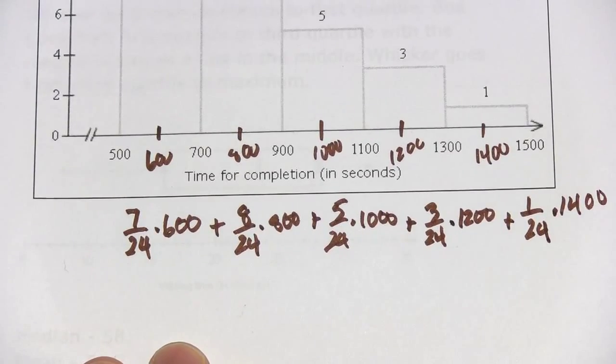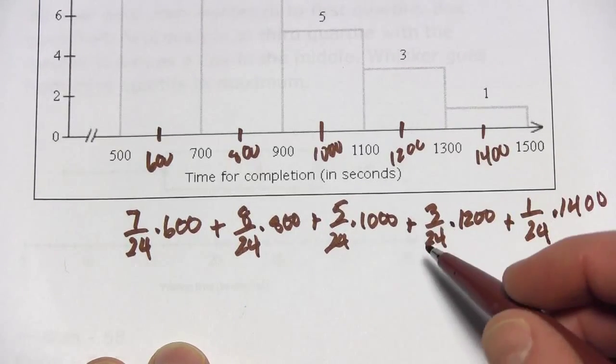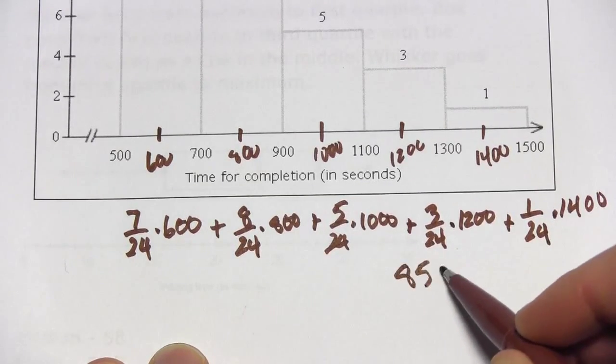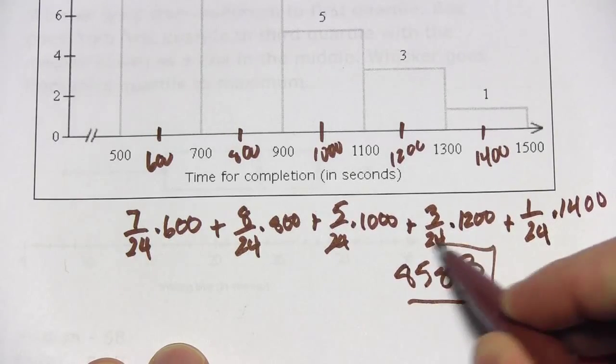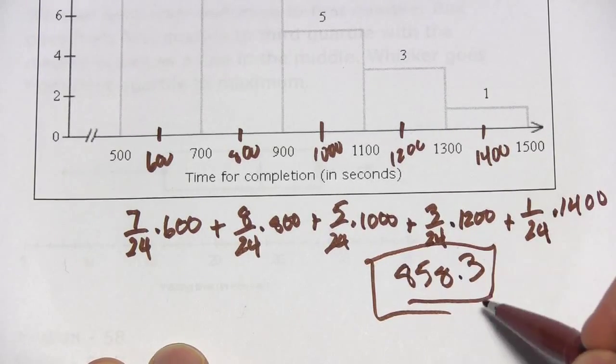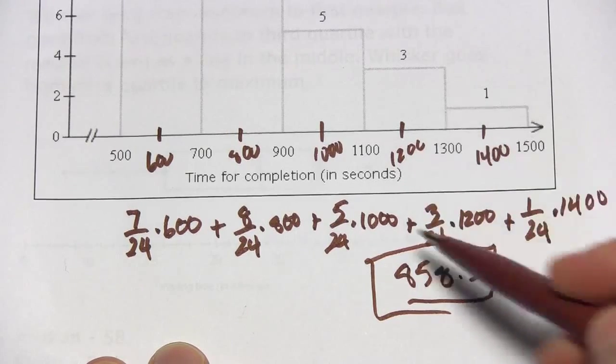All right, so let me pull out my calculator and spend some time on this. And what I get when I crunch all those numbers is 858.3. So that is our estimated mean for this grouped data.